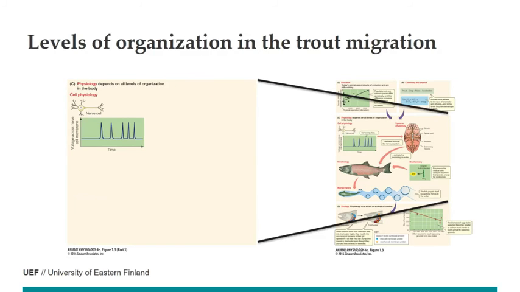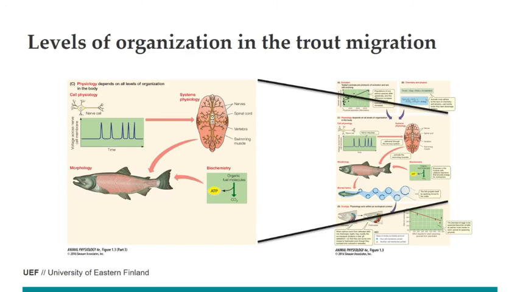Then we have the physiological level, like cell physiology, so how the nerves are working. Then what kind of nervous system we have, what kind of morphology this animal has, and how the biochemistry is working. Then this morphology affects biomechanics, so how this animal is moving, how fast it can swim, etc.